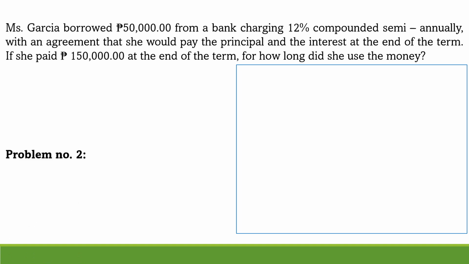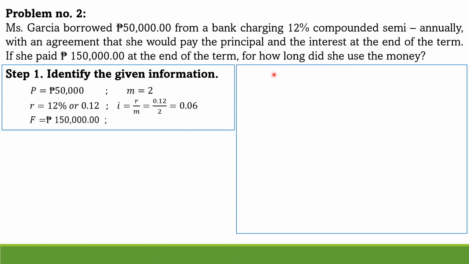Alright, so for our problem number 2, Miss Garcia borrowed 50,000 pesos from a bank charging 12% compounded semi-annually with an agreement that she would pay the principal and the interest at the end of the term. If she paid 150,000 pesos at the end of the term, for how long did she use the money?